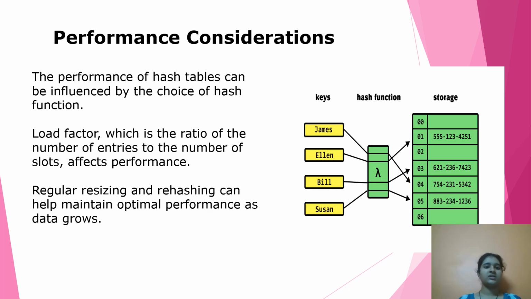Performance considerations. The performance of a hash table can be influenced by the choice of hash function. Load factor, which is the ratio of the number of entries to the number of slots, affects performance. Regular resizing and rehashing can help maintain optimal performance as data grows. Here we have the keys, hash function, and storage. The hash function is alpha, and storage has their values. Keys are James, Bill, Susan, and Ellen.